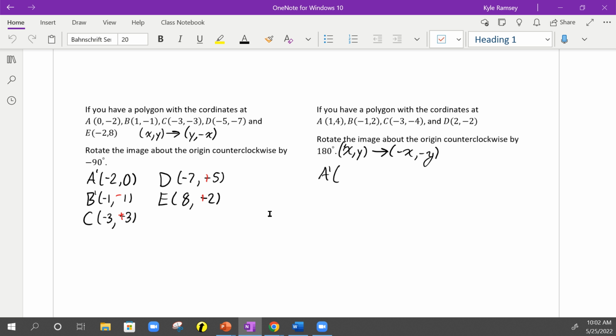So A prime, we have 1, 4 becomes negative 1, negative 4. B prime becomes a 1, negative 2. C prime becomes positive 3, positive 4. D prime becomes negative 2, positive 2. You're done. All right.